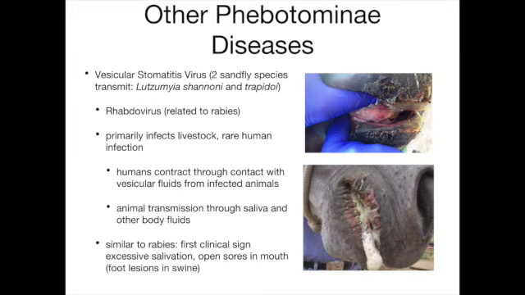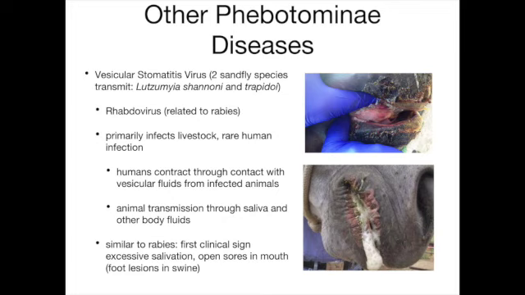Other diseases that are caused by Phlebotominae flies include vesicular stomatitis virus, VSV. That is a virus that is related to rabies. It's known as a rhabdovirus. That's the family of viruses. It occurs mostly in livestock, horses in particular. It's very rarely found in humans, but in horses it's a big deal. And in parts of Central and South America, horses are used quite a bit in farming, so it's important.